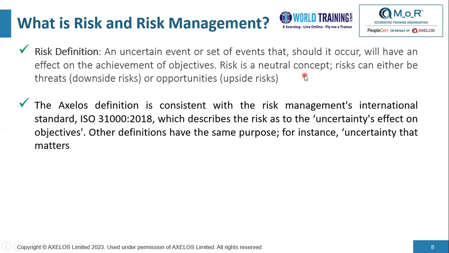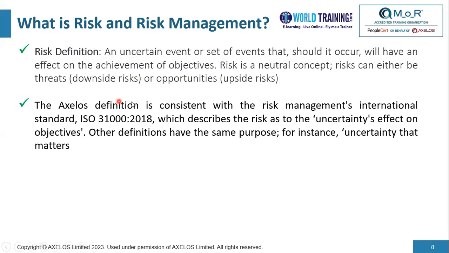It's a neutral concept. Risk could either be a downside risk. When we talk about a downside risk, we're talking about a negative risk, a risk that would be detrimental to the objectives of a project or a program or a portfolio. Whereas an upside risk is an opportunity. In other words, it's a risk that would bring about a positiveness to your project objectives. Let's say an early delivery of a project might help you gain some additional incentives. That's an example of an opportunity.